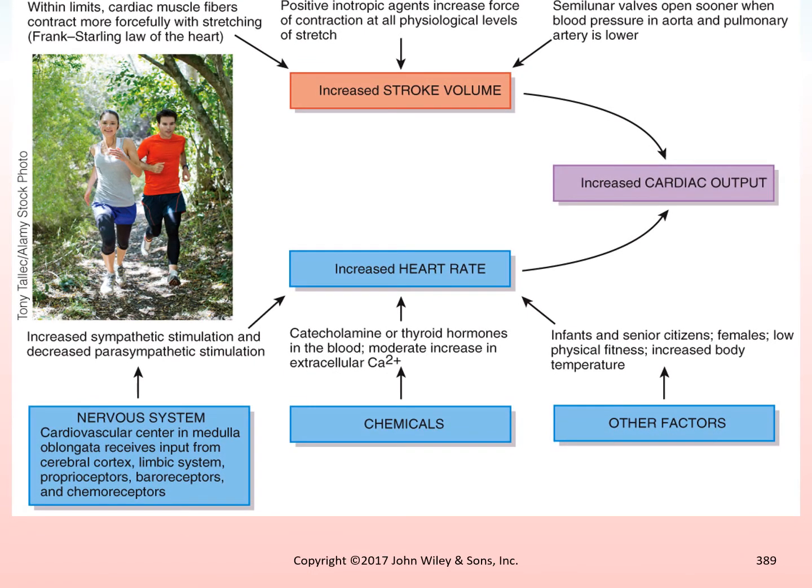Heart rate can be increased and is naturally higher in infants, senior citizens, females, people that are out of shape, and people that have a fever. Heart rate can go up due to chemicals, drugs, thyroid hormone, adrenaline, or epinephrine, or a perceived threat. And your body is measuring chemicals, blood pressure, and smells. If the kitchen is burning, for example, that could stimulate your heart to beat faster.